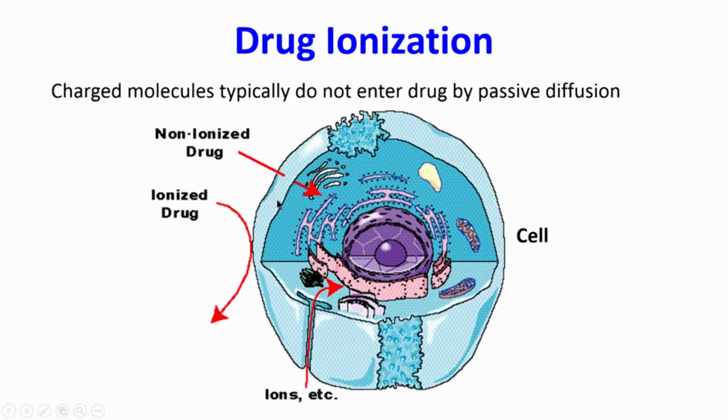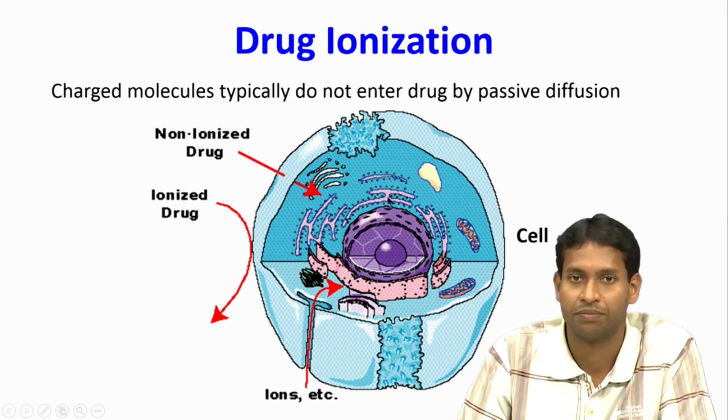So, this is again just kind of pictorially represented here. You have charged molecules, and typically these lipid membranes are very good at repelling charged molecules. So, if you have an ionized drug coming in, those drugs will not be able to go into the cell membrane. However, if you have a non-ionized drug that is fairly hydrophobic with a high partition coefficient, then it will be able to diffuse through the cell membranes.